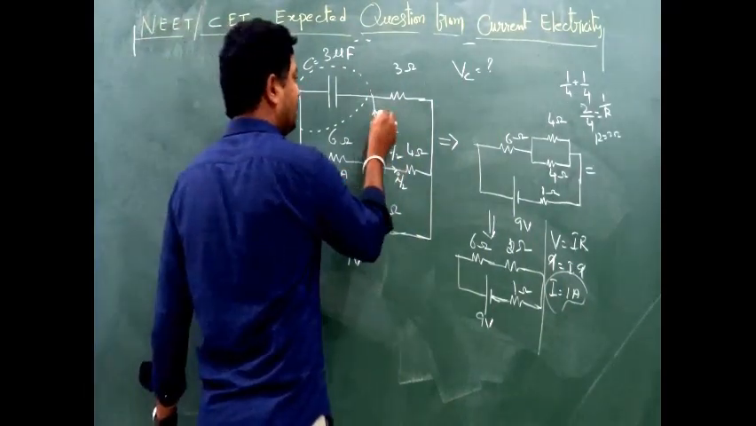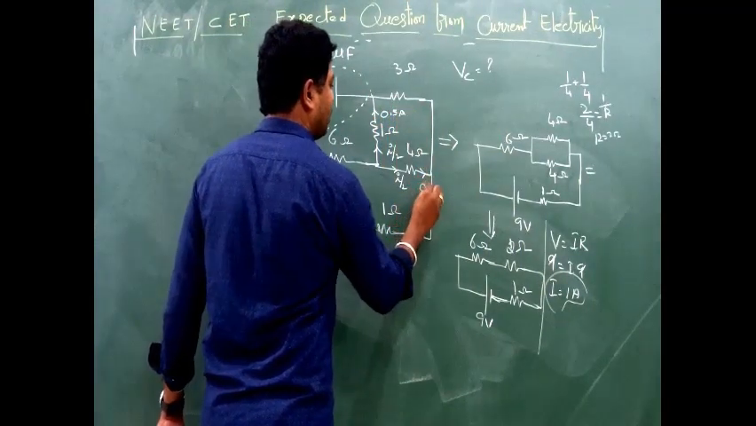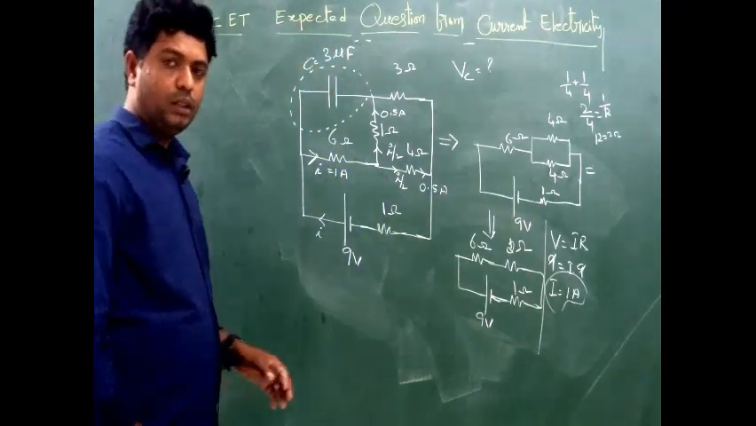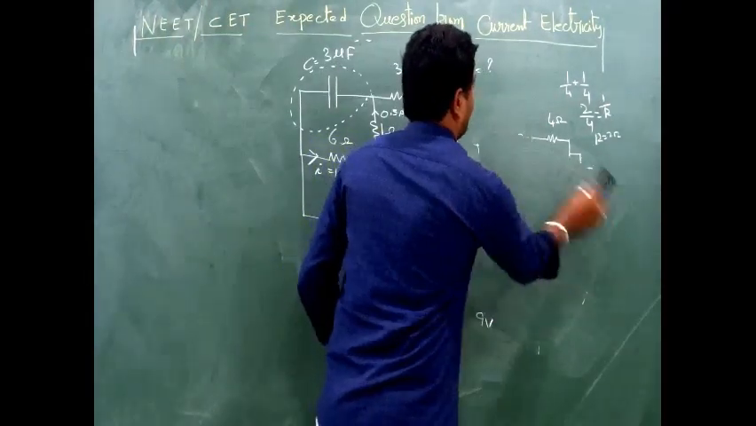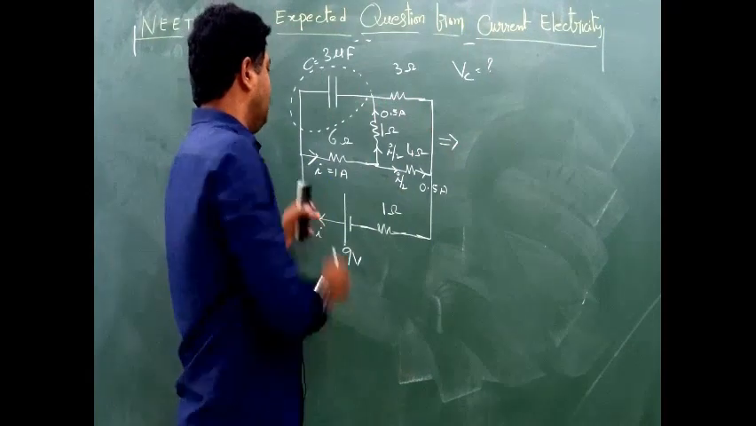It means that the current passing through this branch is equal to 0.5 amp, and this one is also 0.5 amps of current. Now the current is calculated.